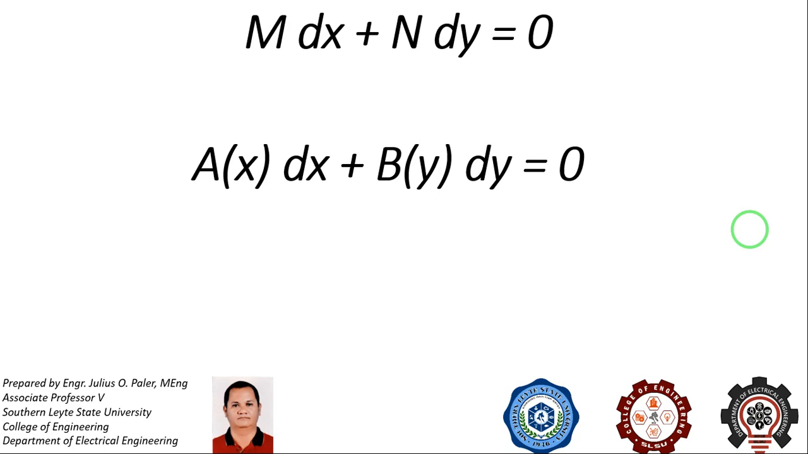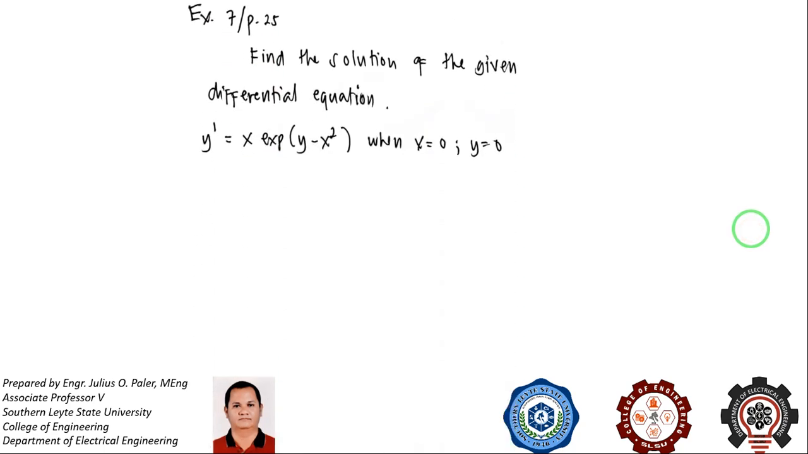where obviously the A of x dx term is already integrable and the B of y dy term is already integrable. We have to remember always that the process involved in solving a differential equation is integration. Now let us solve an example.